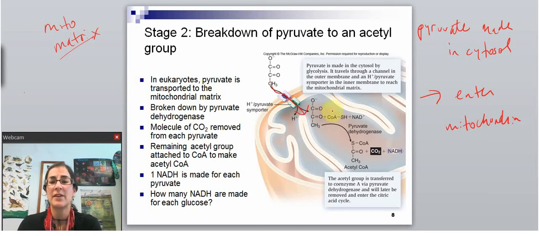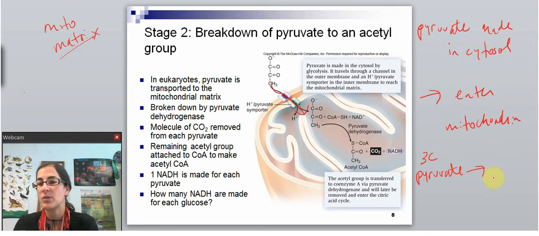And once the pyruvate gets into the matrix of the mitochondria, in one big chemical reaction, the pyruvate is broken down. So remember, pyruvate is 3 carbons. It's going to be broken down into a 2-carbon acetyl group. And the 3rd carbon is going to be let off as CO2. So here's that CO2 being made.